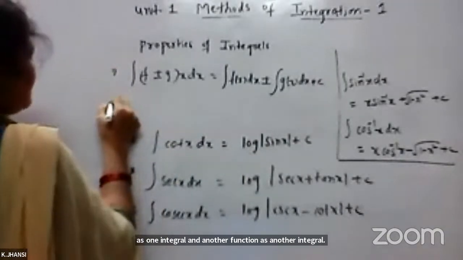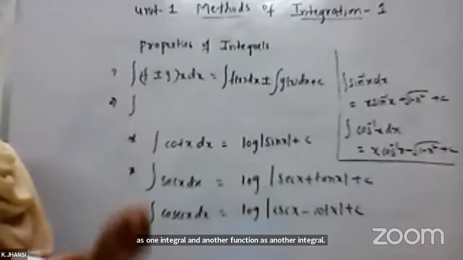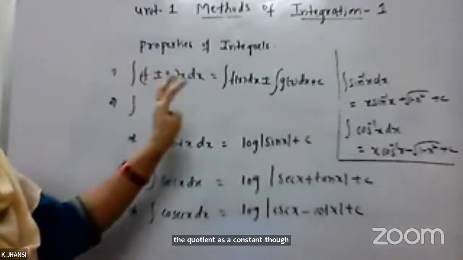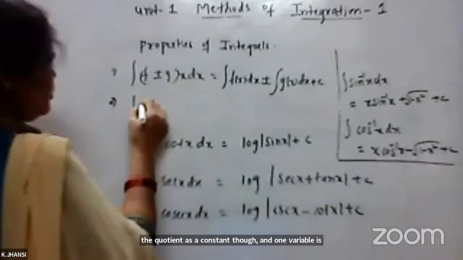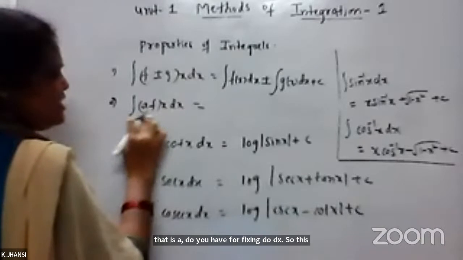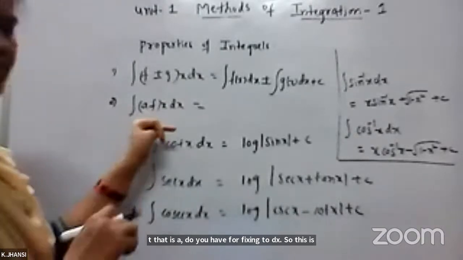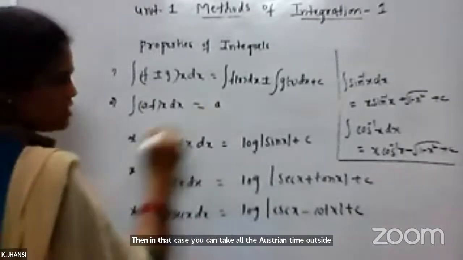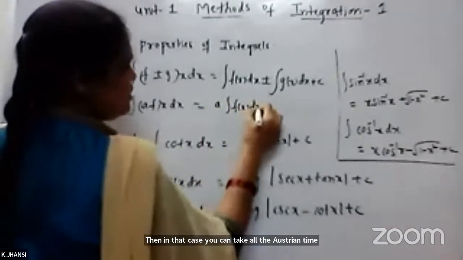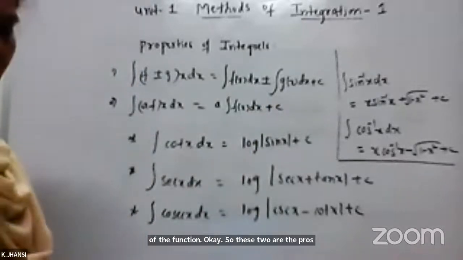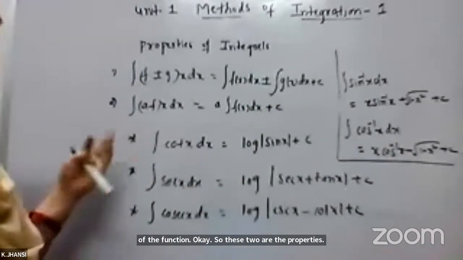And the second one is, when you have a constant term multiplied with a variable function, that is a into f of x into dx. So this a is a constant term and f is the function here. Then in that case, you can take the constant term outside and do the integration of the function. Okay. So these two are the properties we will use wherever solving the problems.